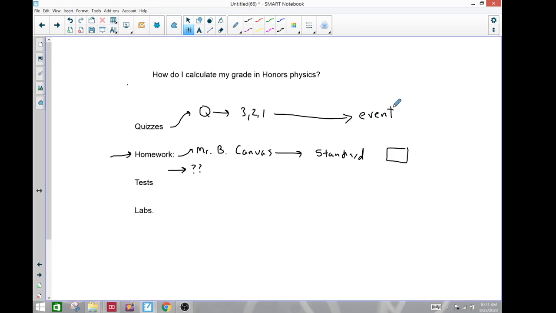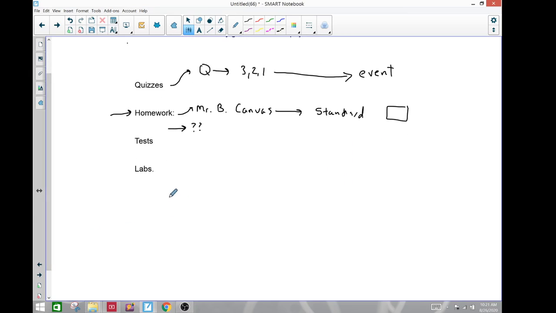With that being said, we have several standards. Let's say, for example, our first chapter is on motion. You're going to have several events. You're going to have a quiz event. You could hypothetically have several quizzes. I don't know how many we have there, I didn't look it up. And then you have yourself a test event.